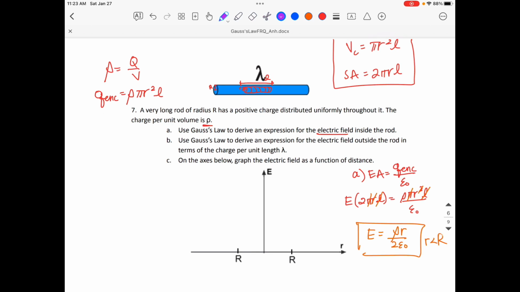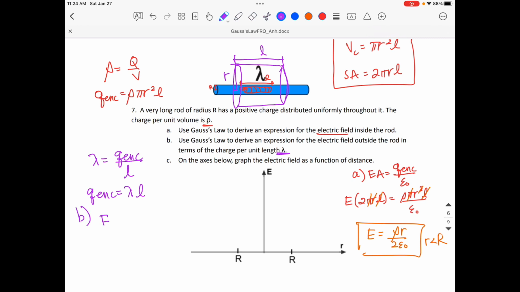For part B, they want us to derive the expression in terms of lambda. And so instead of rho, we're going to use lambda equals Q enclosed over length, and therefore, Q enclosed is equal to lambda times length. Now, our cylinder for this question is going to be larger than our rod. And so this is going to be my little r, and this is going to be my length.